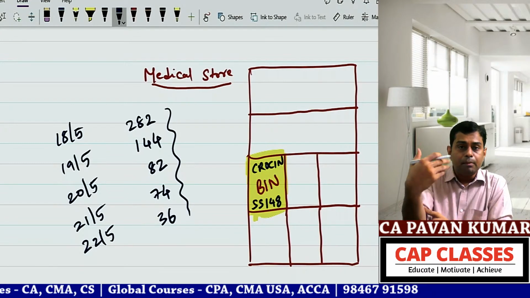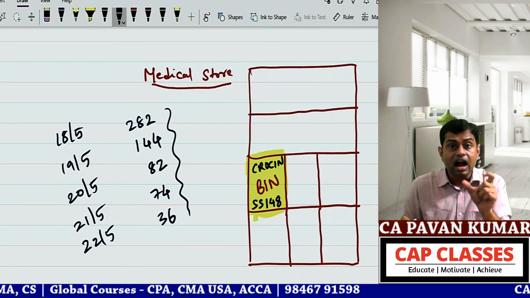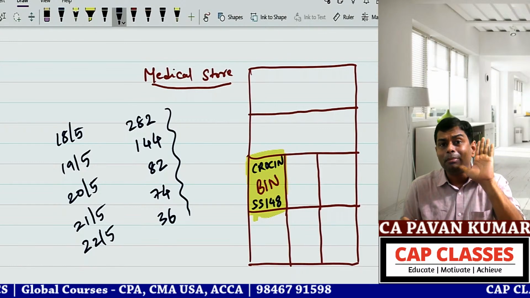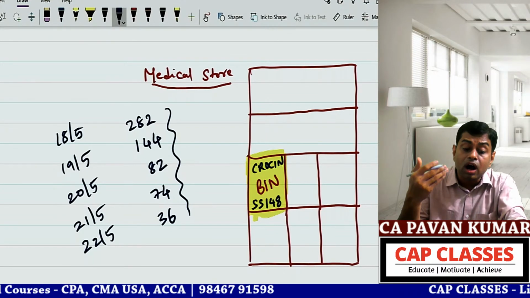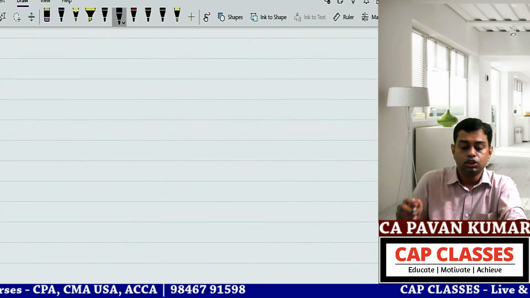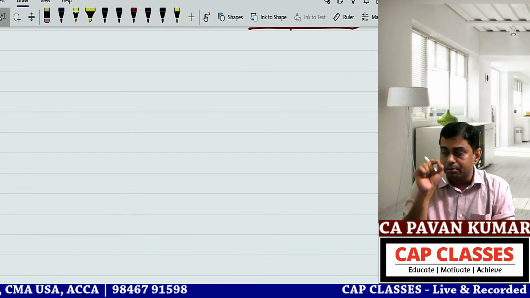So come back, what is a bin? A bin is a container. What is a card? A card is a proforma, one paper pasted on the bin where quantities are shown. So write down bin card, and underline it.